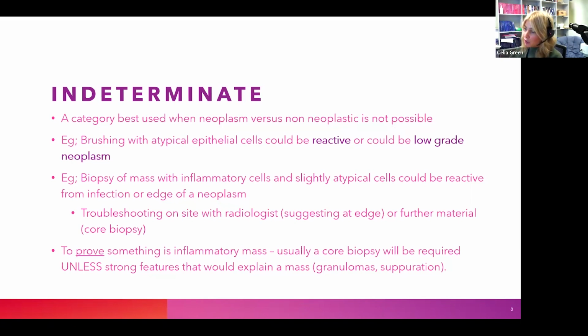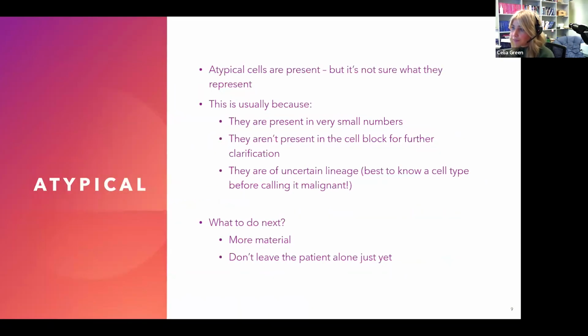Now, I understand that that's not specifically for pleural cytology, but when you get into pleural cytology, indeterminate is usually because you can see that there's an atypical process, but you haven't been able to differentiate between a neoplasm or a non-neoplastic process. And finally, atypical is not as well understood. So this for us means that atypical cells are present, but we're just not sure what they represent. This can either be because they're present in very small numbers, they aren't present in the cell block for further clarification, or they're of uncertain lineage, because before you want to call something malignant, you really want to know what kind of cell type it is.